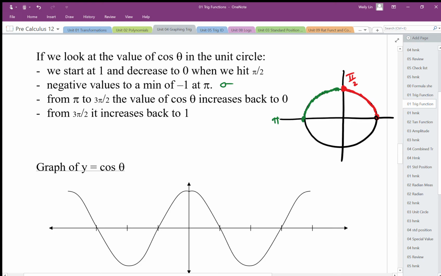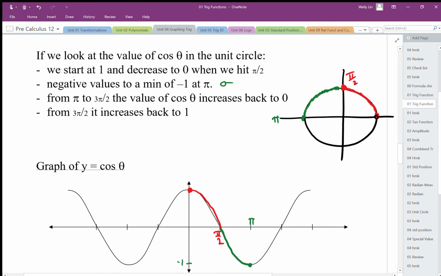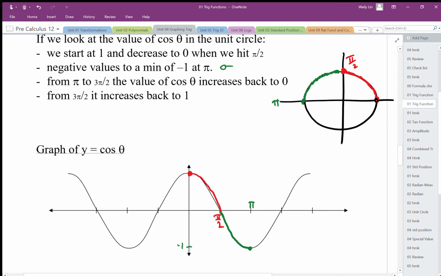As we keep on going, oops, I better show that on my function as well. So I started at 1, go all the way down to 0 at pi over 2. Quadrant 2 is going to be this section here, all the way to the most negative. We're going to have -1 at pi. The x position, as I move through quadrant 3, okay, our x position is becoming less negative all the way to 0. So 3 pi over 2 is going to be back to 0. That's 3 pi over 2.